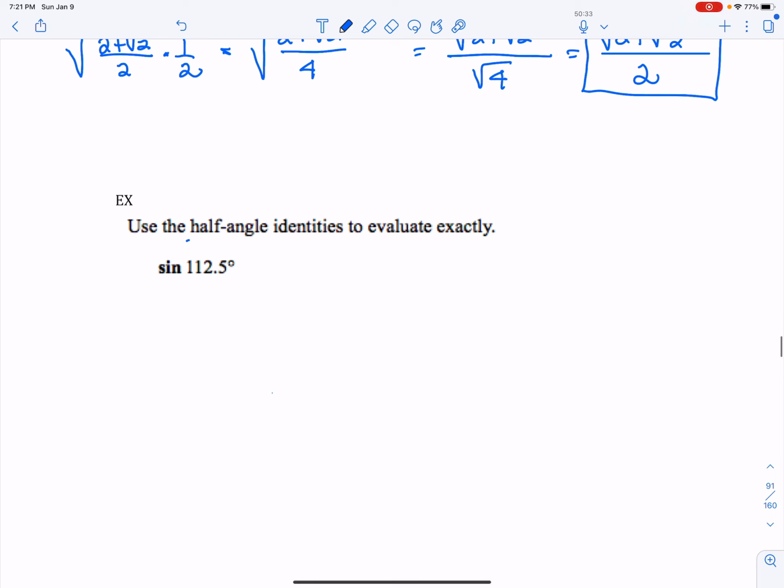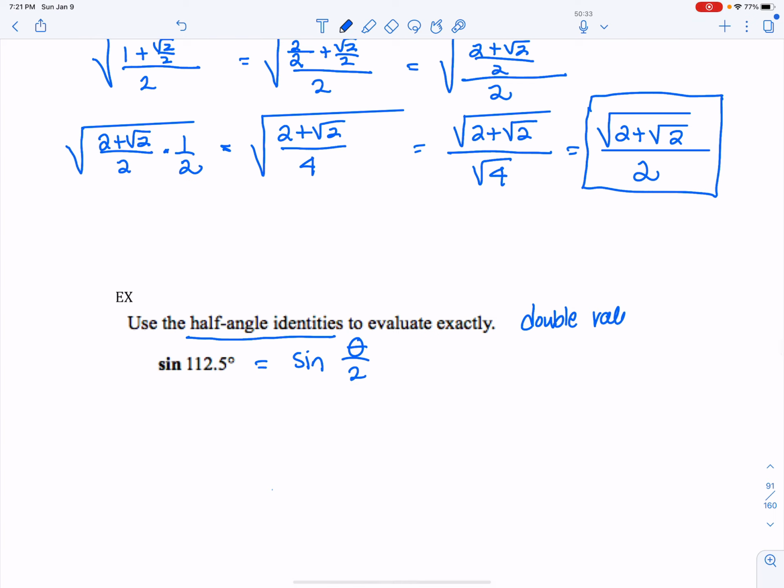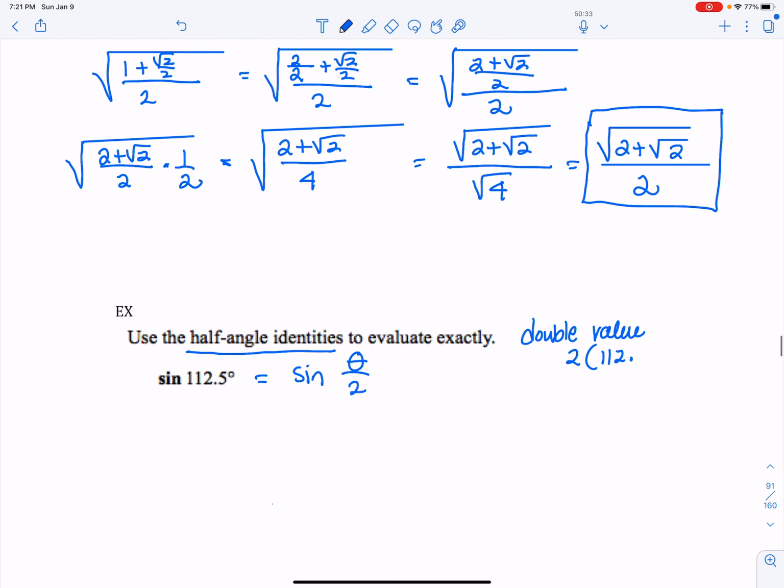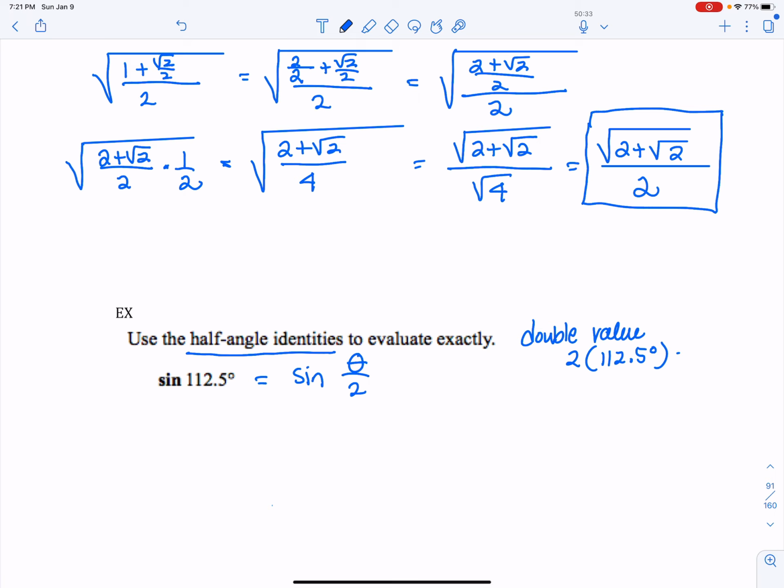It's telling us to use the half angle identities again, and they're giving us sine of 112.5 degrees. I want this to be in the form sine of some angle divided by 2. And that some angle divided by 2 has to equal 112.5. So remember, I told you to do these problems, you just double the value. So 2 times 112.5 degrees equals 225 degrees.